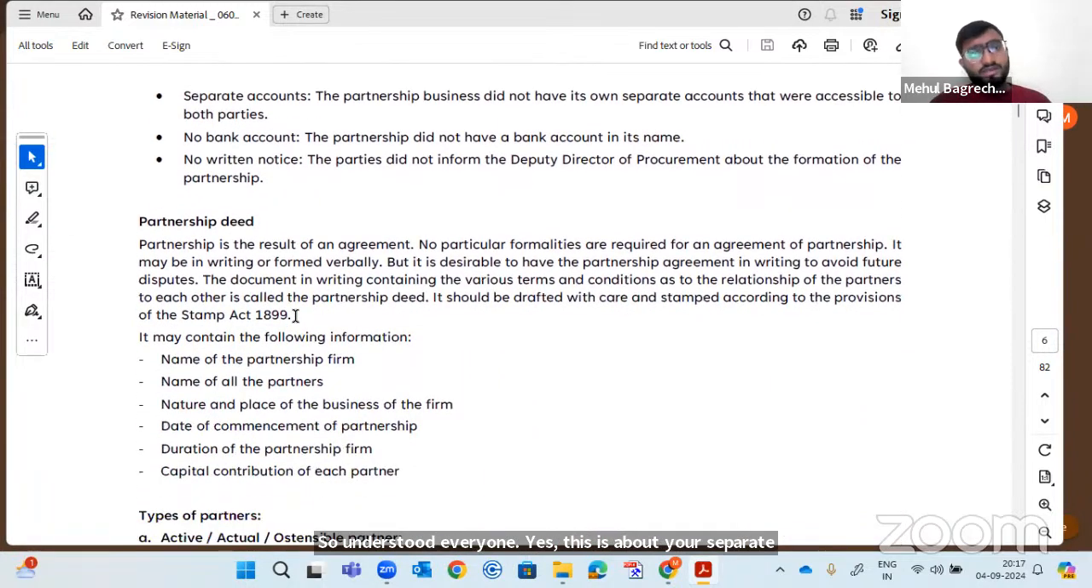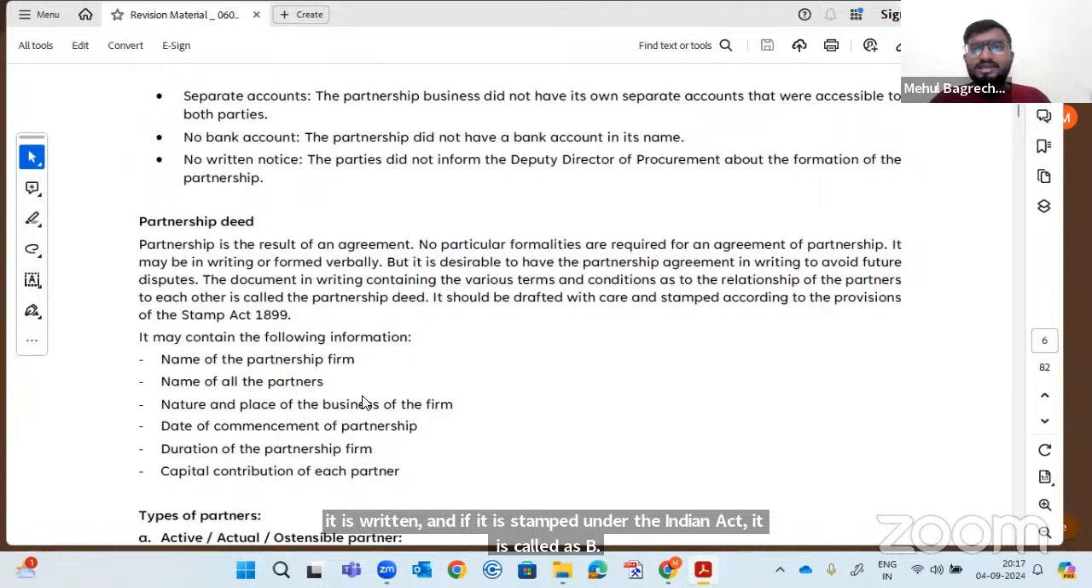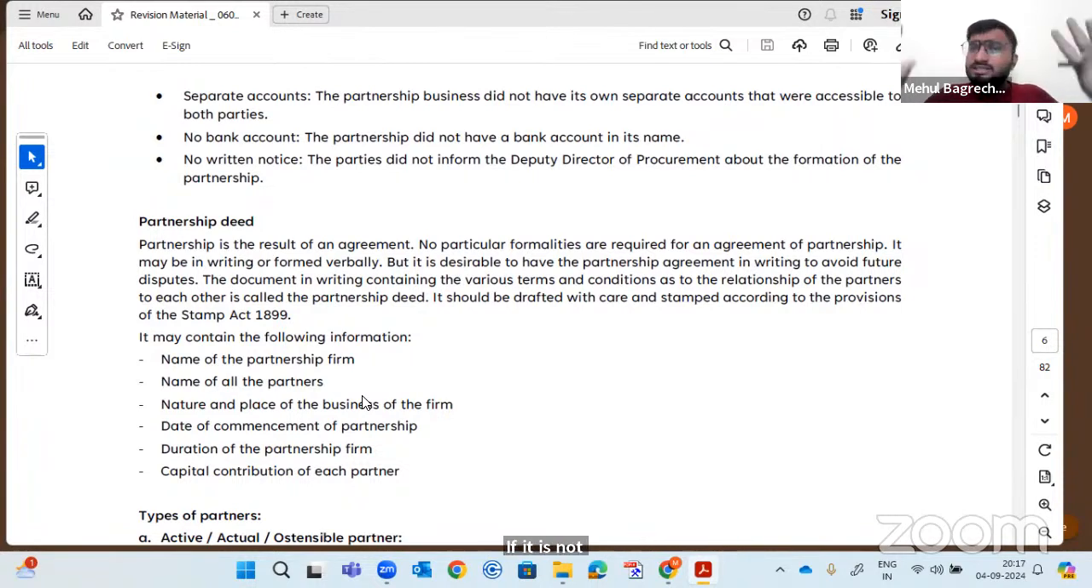Coming to your partnership deed. Now, what is this partnership deed? Partnership deed is an agreement. If it is written and if it is stamped under the Indian Stamp Act, it is called as deed. If it is not written, then it will be considered as a verbal agreement. Is it acceptable? 100% acceptable. There is no problem at all.